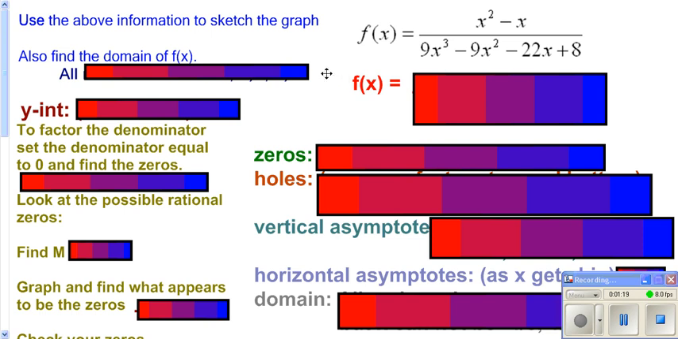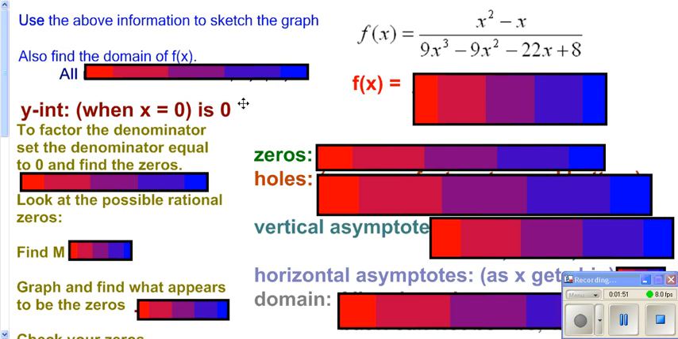So, we want to go ahead and sketch this graph. Well, we need to find our domain, but to do that, we have to have the denominator factored, so we'll come back to that one. Your y-intercept is really the easiest one to do, and you want to put in 0 for your x. You plug in 0 for all your x's. You get 0 on top, you get 8 on the bottom. 0 over 8 is 0.